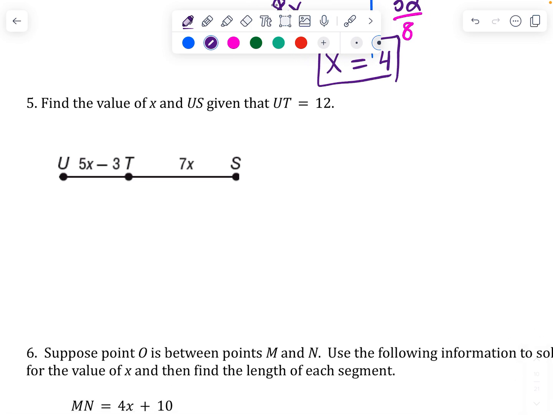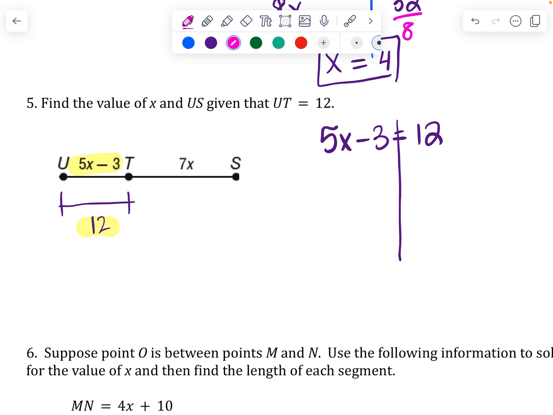Now let's find the value of x given that we know that UT equals 12, and find the value of x and US. So we've got to read that more carefully. UT is equal to 12, and they're asking us to find the full length after we find that. So right now we have that this 5x minus 3 is equal to 12. So we'll use that information to figure out first what our value of x represents.